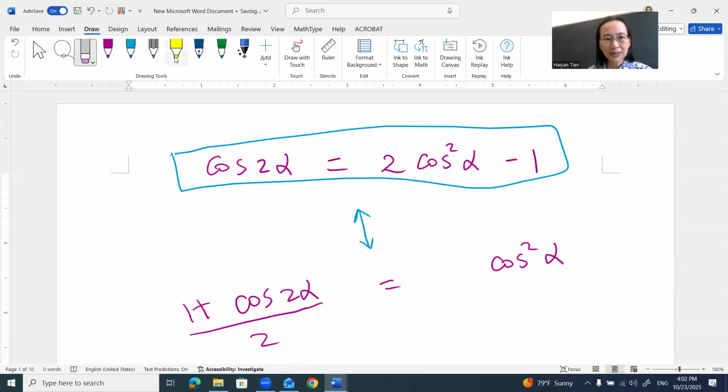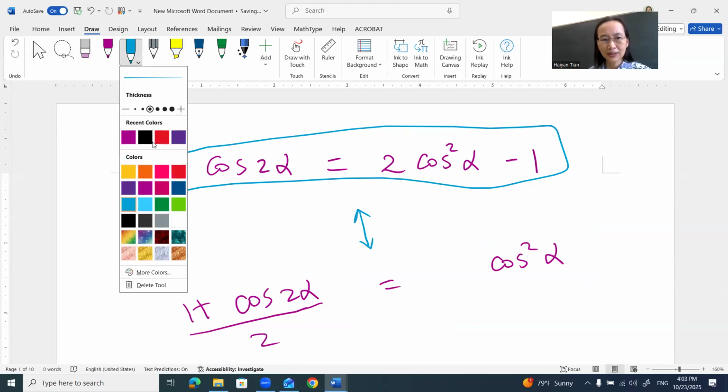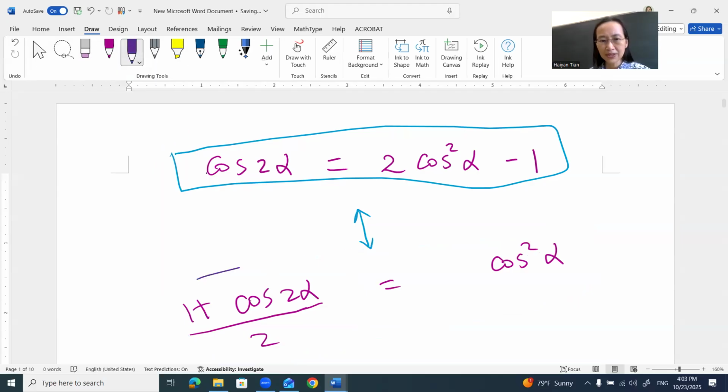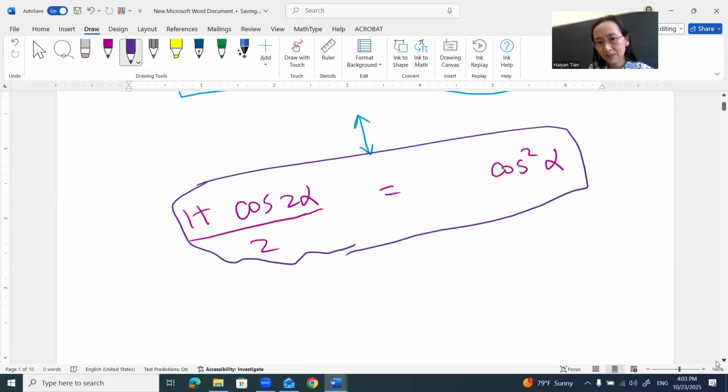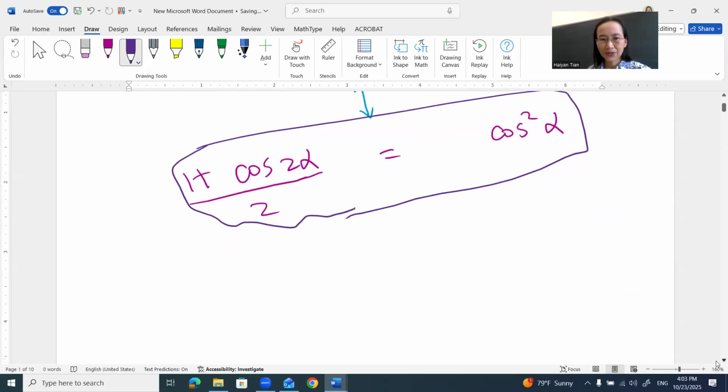So let's just write it. This formula is essentially the same, right? Same formula, just rearranging terms. And then you can see the use of the double angle identity by rearranging terms. We can see cosine square alpha can be written as this.